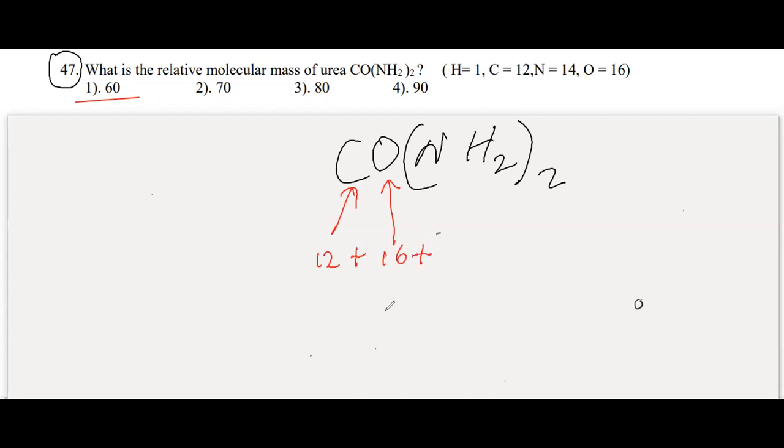Why plus? When there are two different elements, you have to put the plus sign. Some students, madam, they put 12 into 60. Then you get a huge number. Don't ever put multiplication. So this is addition. When there are two elements, you have to put a plus sign in between.